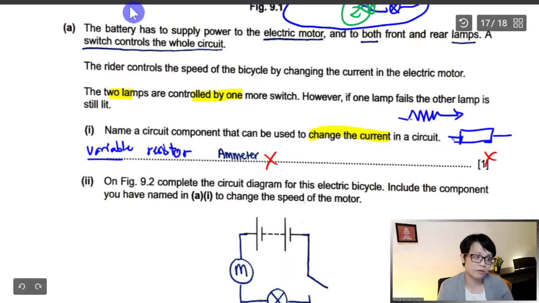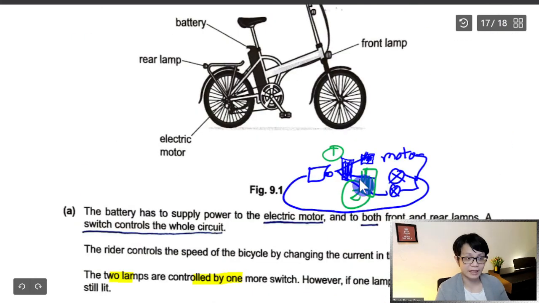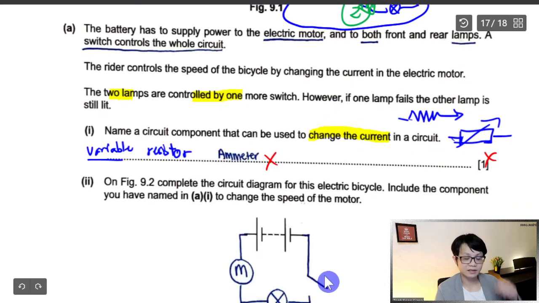So we call it from the word vary. So variable means to change. There are many definitions, but variable resistance means I can change the resistance. So the symbol for it will be another arrow. Okay, so I want to draw this at the place I put here, because the next question asks us to draw. Complete the circuit diagram for this electric bicycle. Include the component that you named in A1 and 2.